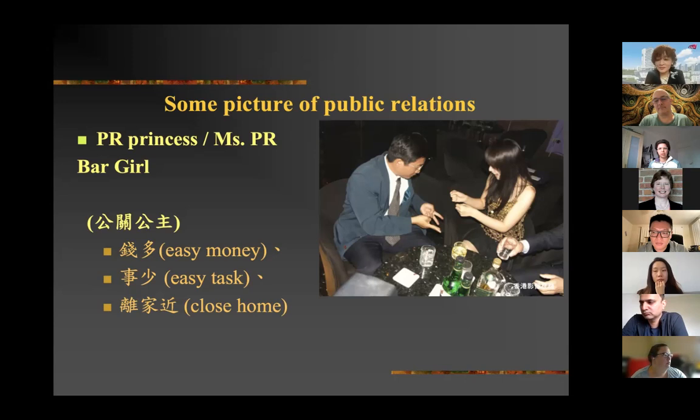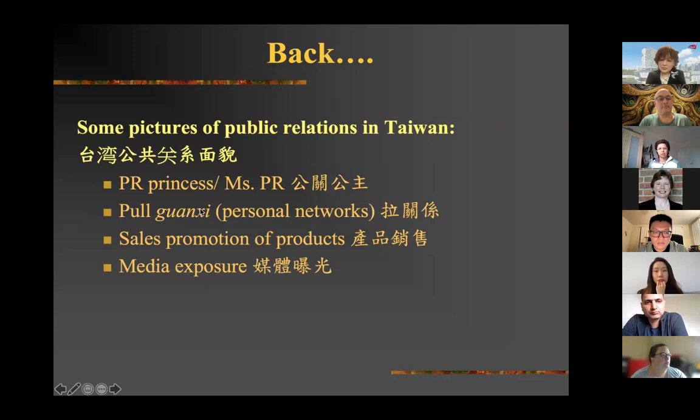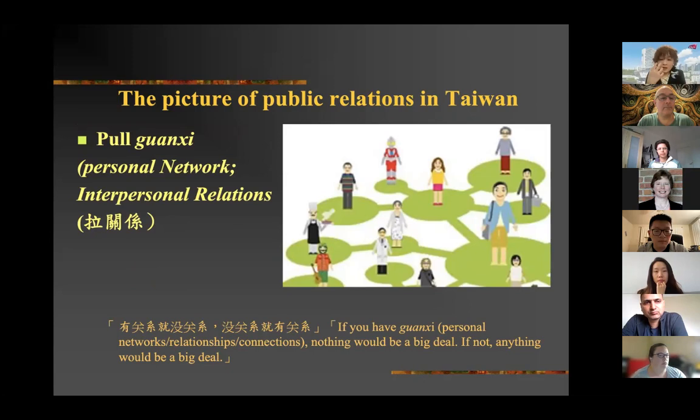And the second picture of practice in Taiwan at that time is pooling guanxi, or pooling personal networks. Guanxi can be understood as personal networks or interpersonal relationships. As most of you who understand Chinese or East Asian culture know, guanxi is very important in the society. There is a saying: 有关系就没关系，没关系就有关系. The translation is that if you have personal networks or important relationships, nothing will be a big deal, but if you do not have them, anything could be a big deal. So pooling guanxi becomes very important in the practice of public relations at that time.